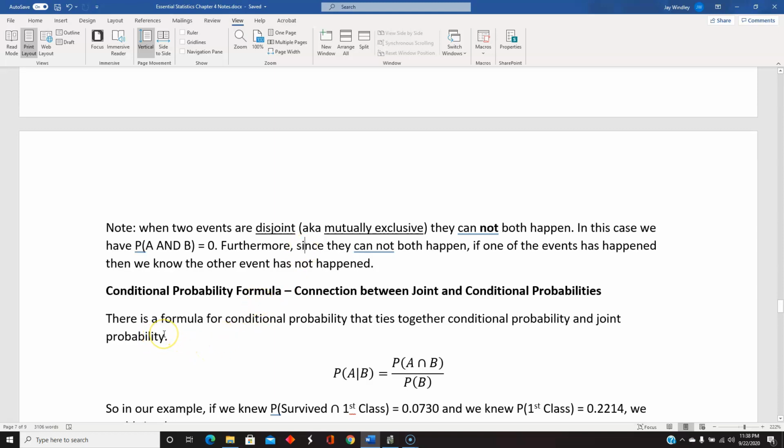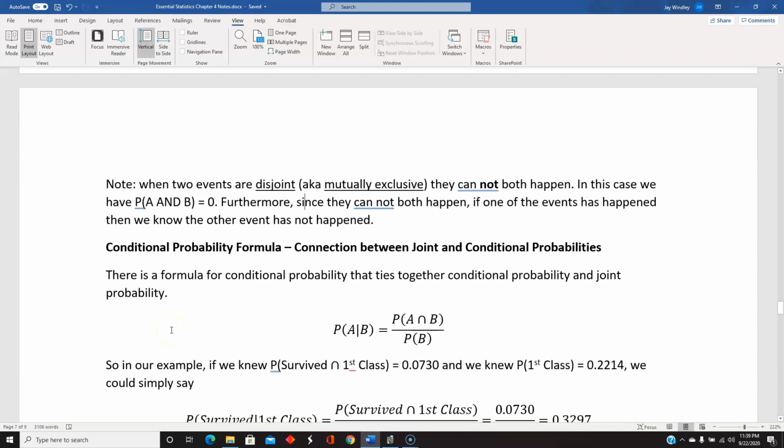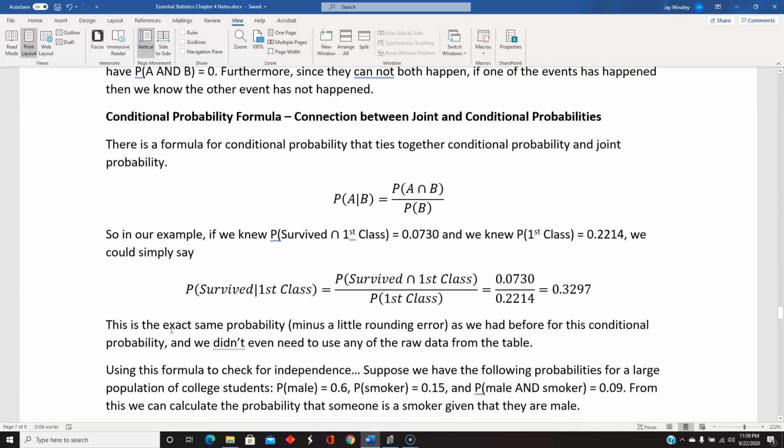So the connection between joint probability and conditional probability is this beautiful little formula here for conditional probability. The probability of A given B is the probability of A and B divided by the probability of B. Notice I'm using that upside down U to mean intersection or to take the place of the word and. So back to our Titanic example, if we knew already that the probability of survived and first class is 0.07, and we knew the probability of first class was 0.22, then we can use those two probabilities to figure out this probability.